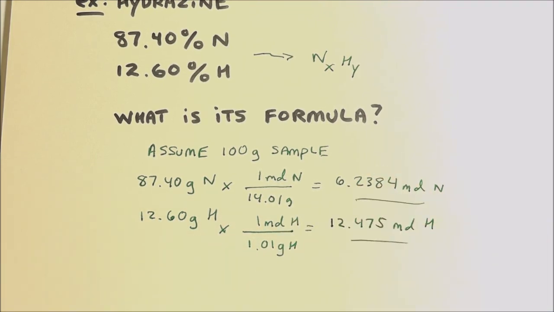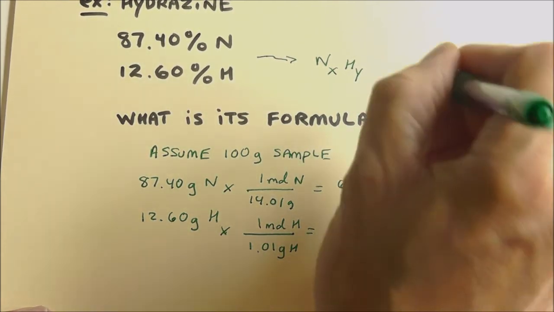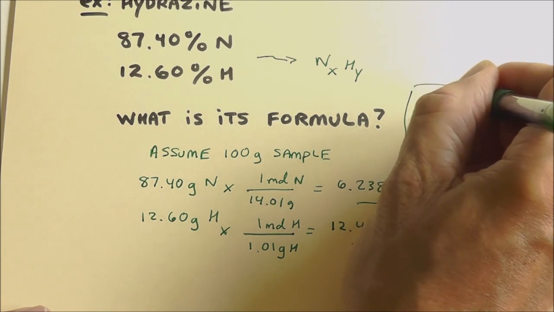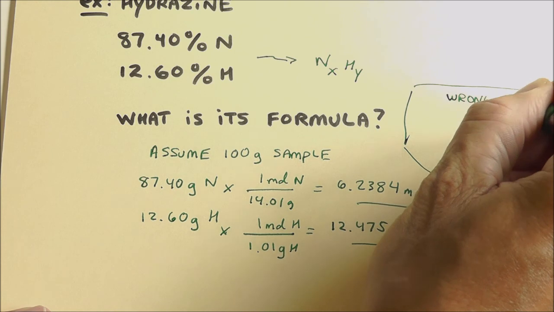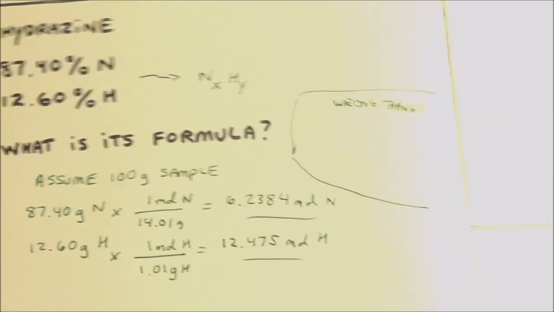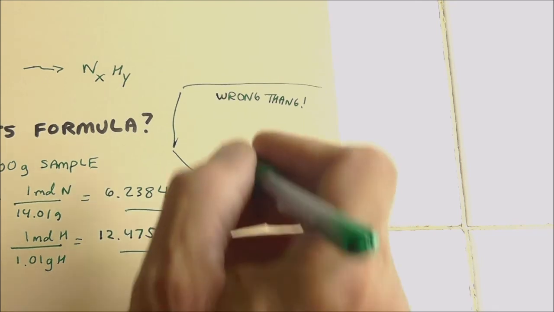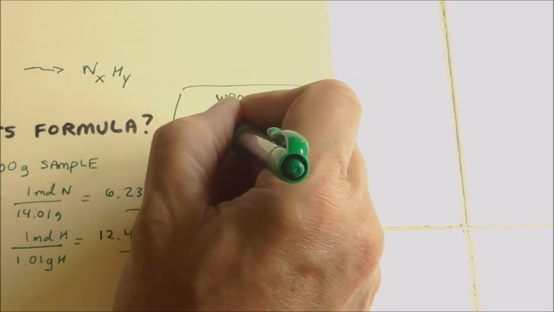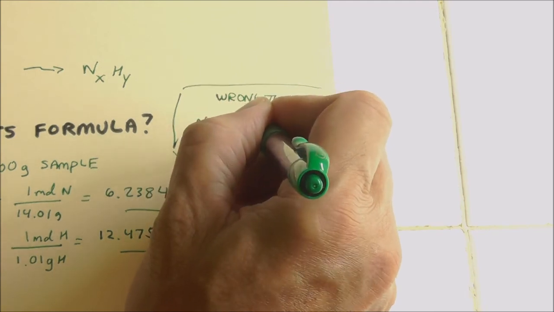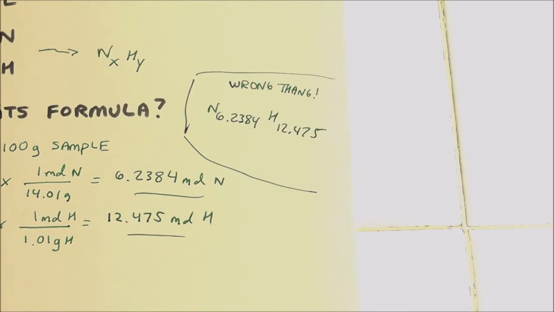moles of hydrogen. I'm going to go over here and form a little naughty corner called the wrong thing. And I'm going to say that okay, there's my formula right there, right? N 6.2384 H 12.47. Okay, that's silly, right?